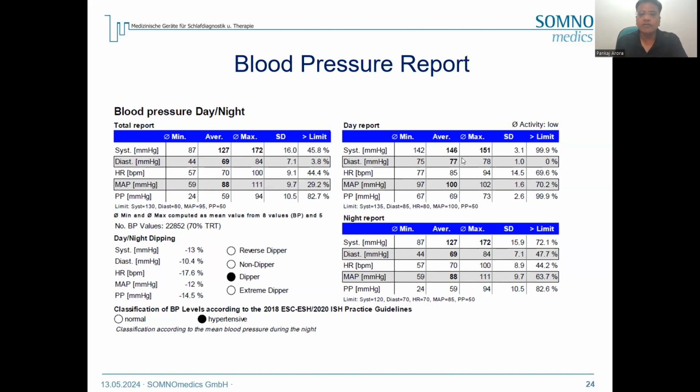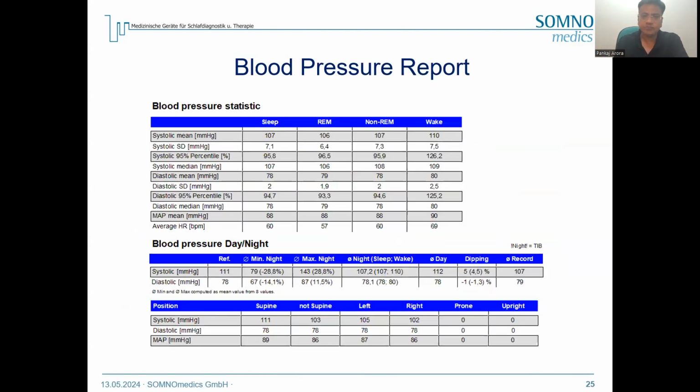Similarly, it is showing you from 77 to 69. That is why it is showing you as a dipper and not as a non-dipper. It's showing you as a dipper because the blood pressure has reduced as compared to the day.